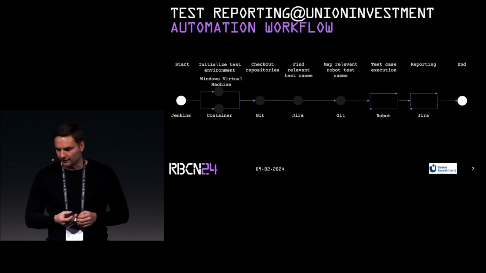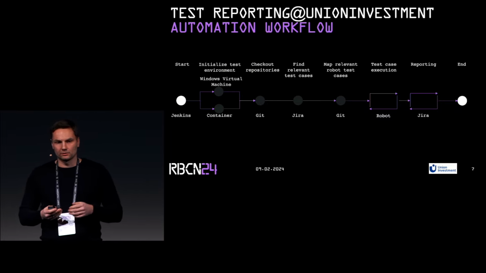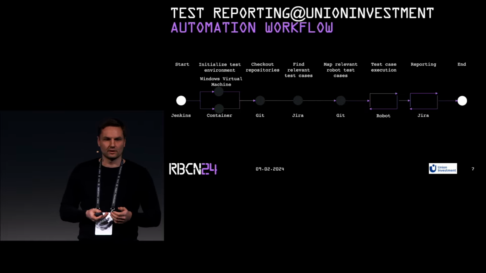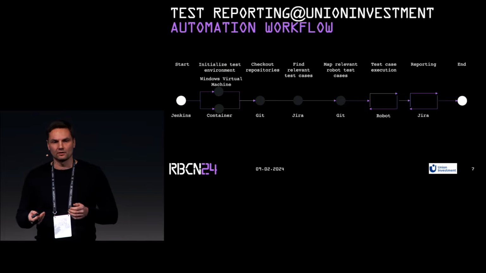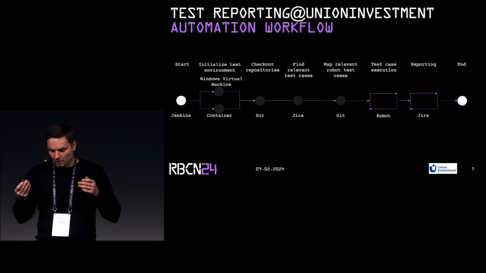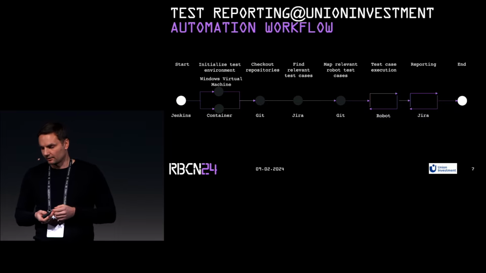So how does it look? As I said, Jenkins is the starting point. In the Jenkins pipeline, which is managed in a Git repository, we define at the beginning if the execution shall be executed on a container or a virtual machine. As I said, container is priority 1. Afterwards, we're checking out our repositories.